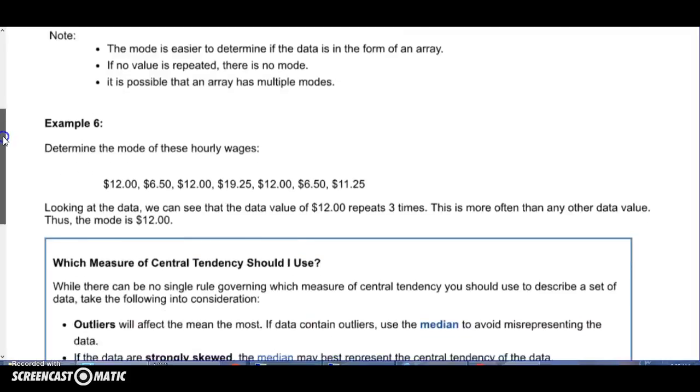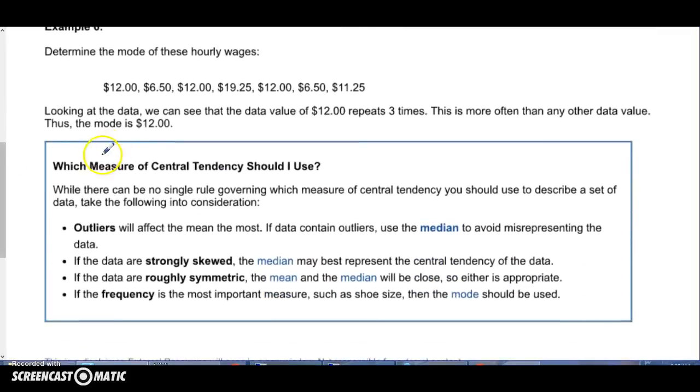The mode is just the most common. And then you can talk about this sort of thing here. What is the measure? Which one should you use? And it all depends. It really depends on the data. If you have skewed or symmetrical data, or outliers. If you have an outlier, a lot of times the median is the best thing to do.